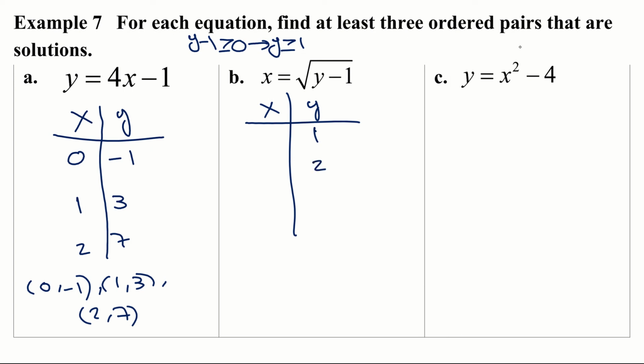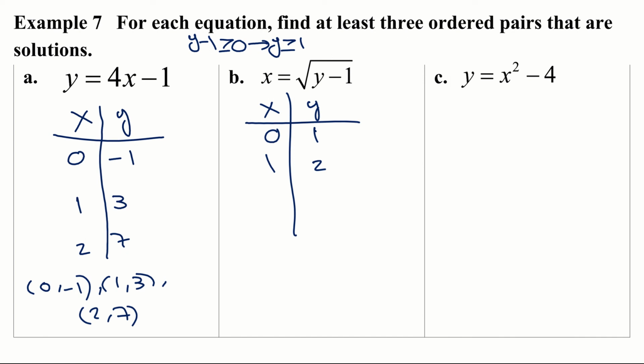So 1 gives me the square root of 1 minus 1, which is the square root of 0, which is 0. For 2, I get 2 minus 1, which is 1. The square root of 1 is 1. Now, if I go 3, I end up with the square root of 2.